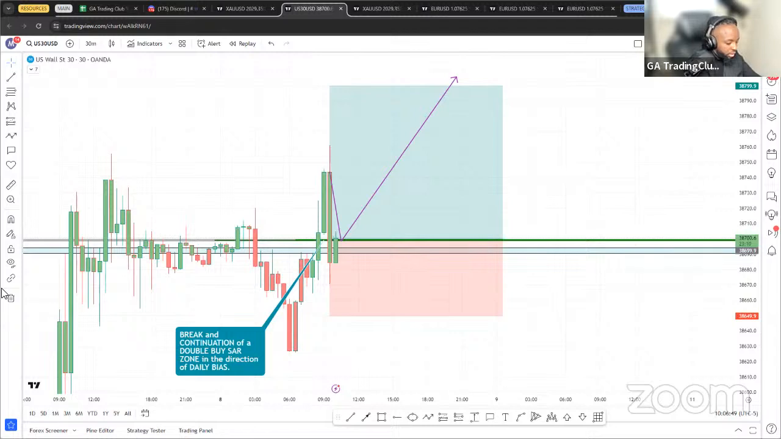See, US 30 hopefully gets that momentum to the upside.